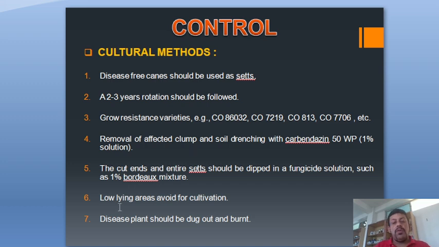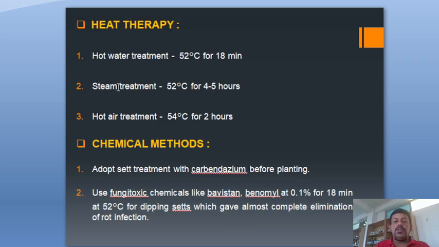Okay, we can avoid low lying areas for cultivation. Diseased plants should be dug out and burned. So these are some control measures. We can do heat therapy: hot water treatment at 52 degrees centigrade for 18 minutes, steam treatment for 4 to 5 hours, hot air treatment for 2 hours. So that is very important.